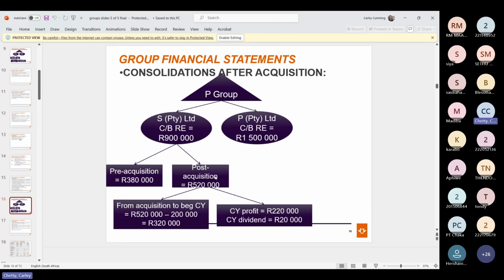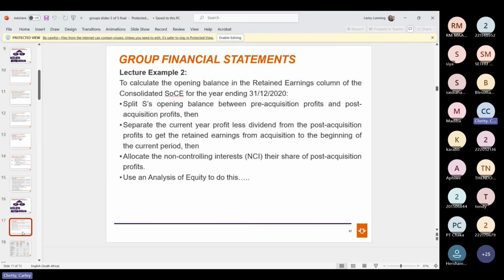Then if we take that out of the 520,000, we'll say 520,000 minus the current year amount, which is 200,000, that will give us an amount of 320,000. Now the 320,000 relates to profits that were earned after acquisition to the beginning of the current year. We need to split it out because in our analysis of owner's equity, we're going to show this all separately in the different components.